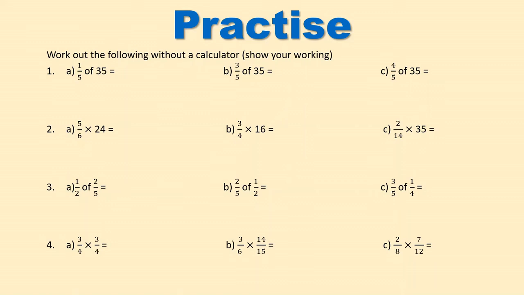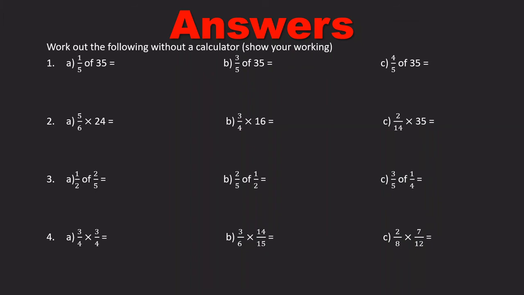I hope you had a chance to hit pause. No peeking ahead. Here come your answers. For question 1A, we're doing 35 times the top and divide by the bottom. That's just 35 divided by 5, which is 7. For B, we'll times by the top and divide by the bottom. You may want to divide by the bottom first, though. We already know that 35 divided by 5 is 7. So it's 3 times 7 is 21.